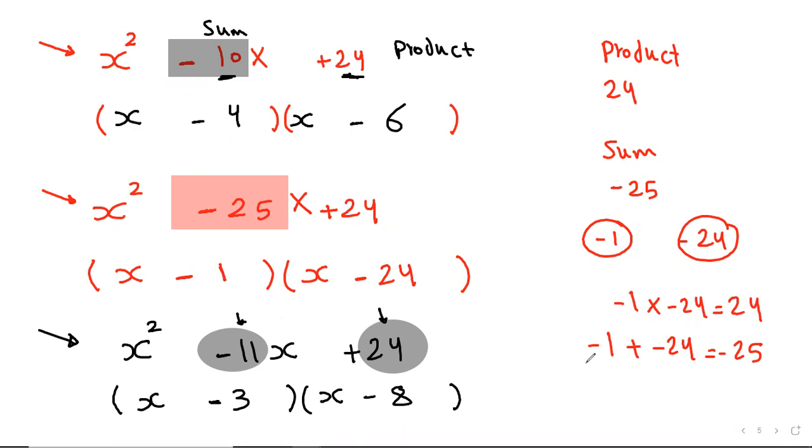Let's check it out. Negative 3 times negative 8, negative times negative is positive, and 3 times 8 is 24. And negative 3 plus negative 8 is negative 11. So I factorized it right.